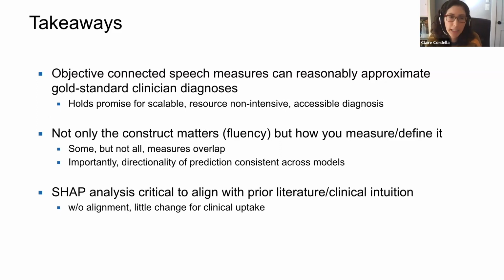And then Manny touched on this, but I think we both agree that SHAP analysis is really useful and helpful to add some interpretability to what could otherwise be considered a black box model. That helps us align: are the features being identified aligned with prior literature or not? Without this, I believe there would be little chance, that should be chance, not change, for clinical uptake, because people don't know what they're getting into and definitely won't use it if they don't understand.